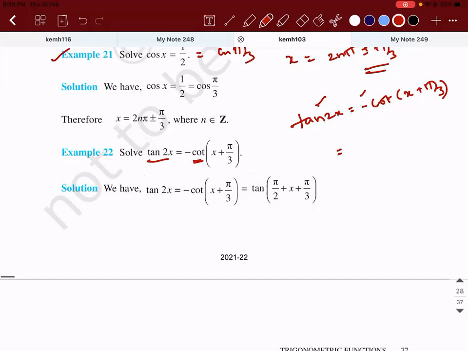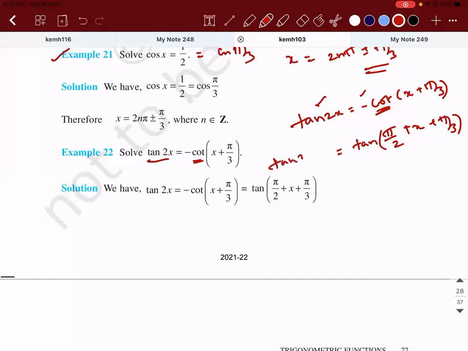And since we don't know for cot, what we'll do is we'll convert this cot into tan. So it will become tan of, can I write it as pi by 2 plus this value? Why did I write pi by 2 plus? Because tan of pi by 2 plus theta is minus cot theta. That is happening for the first time.